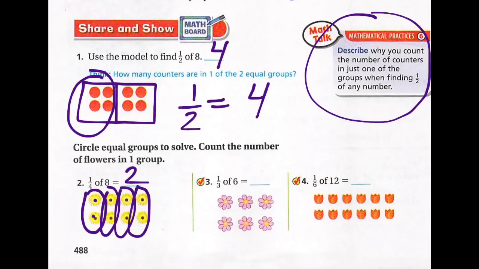Okay, number 3, 1/3 of 6. So 1 out of 3, we need to put them in 3 equal groups. So here's 1 group, 2 groups, 3 groups. They all have 2 in it. So 1 group of 3 would be 2 flowers.